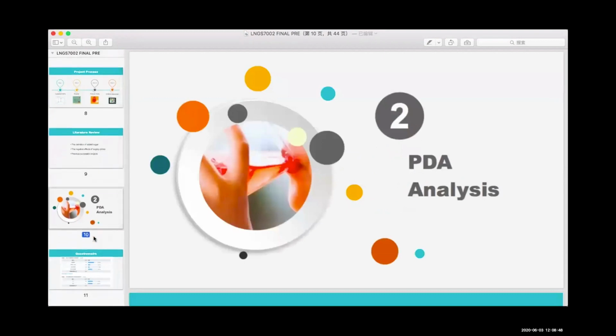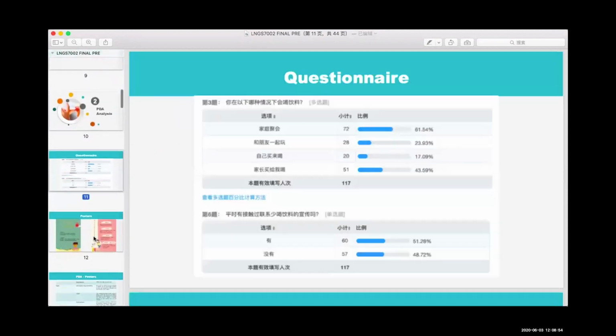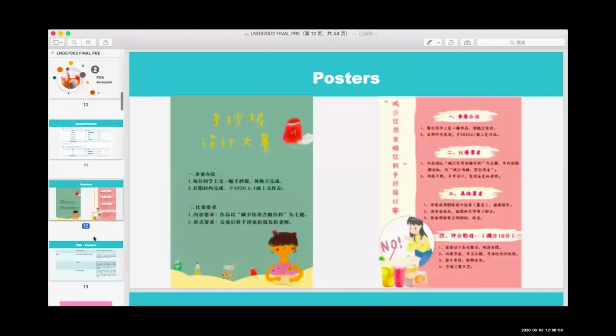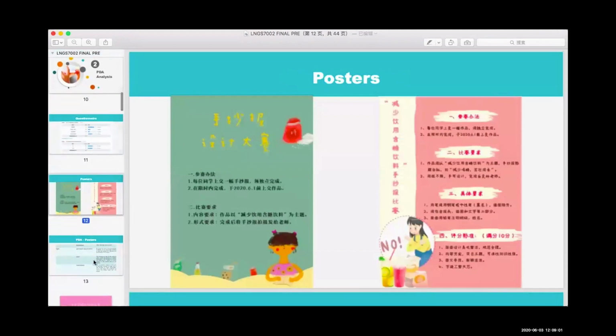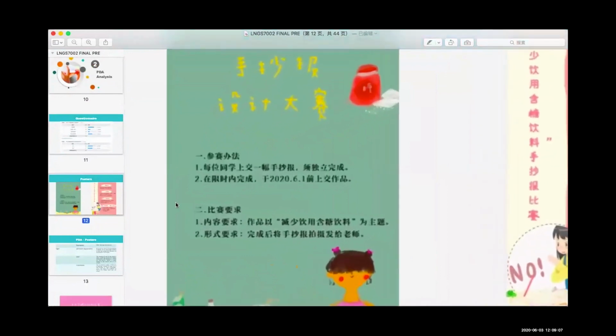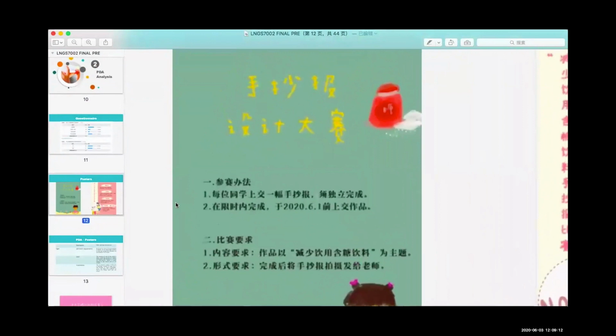So, in the next section, we will introduce our PDA analysis. First, we designed a poster to launch the competition, and the poster emphasizes their sense of sight. The font of the text uses formal style in order to make it clear for them about the requirements and make them take this activity seriously.